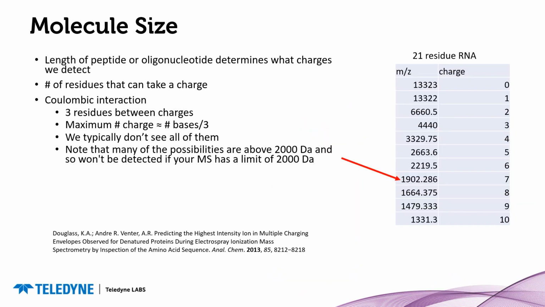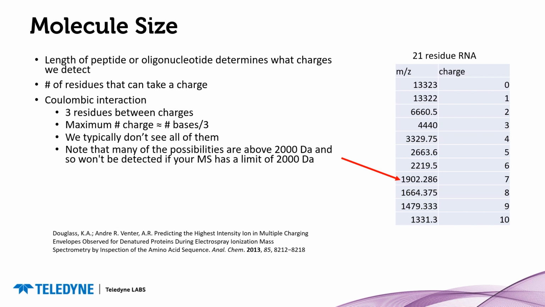Another factor that affects collection is the molecule size. The length of the peptide or oligonucleotides determines what charges we can detect. There are only a number of residues that can take a charge, and due to coulombic interaction, you want about 3 residues between charges. So the maximum number of charges is roughly the number of bases divided by 3, and we typically don't see all of them.